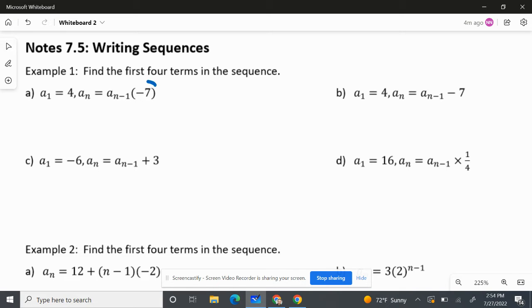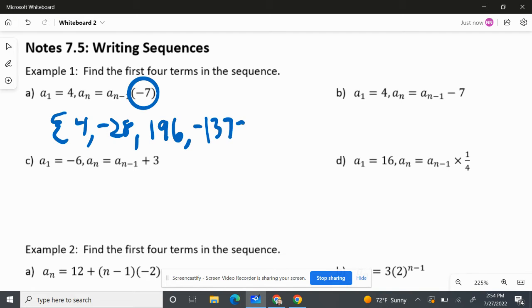Notice that for letter A, we're multiplying by -7. That means that our first term is 4. Then 4 times -7 is -28. And then -28 times -7 gives us a positive 196. I'm using a calculator here. Then I take the 196, I times it by -7, and I get -1372. And that right there is my sequence.